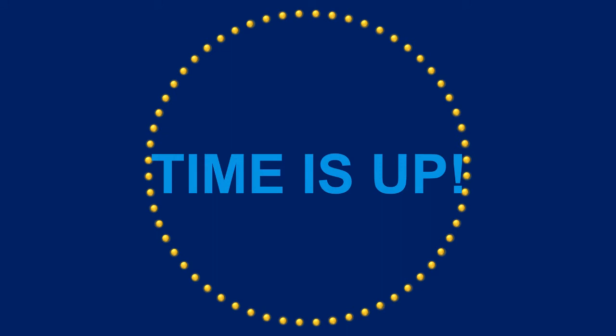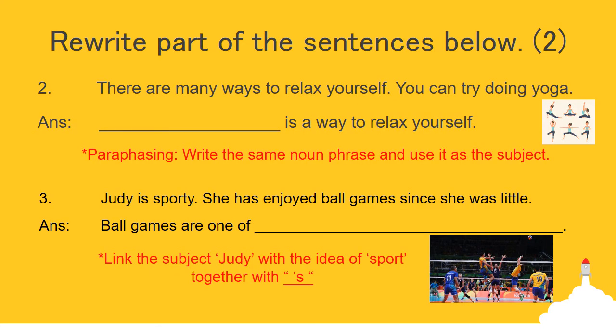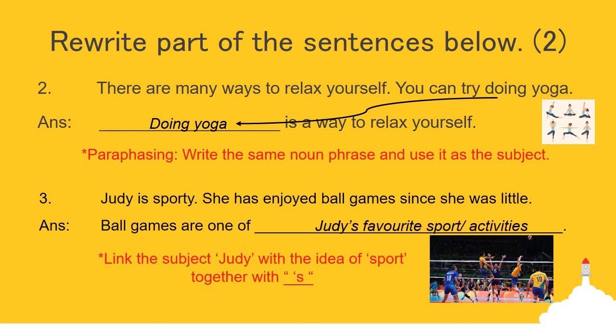Time is up. Let's check the answers. So the answer to sentence 2 is yes, pretty straightforward. Doing yoga is a way to relax yourself. And as for sentence number 3, you should write, ball games are one of Judy's favorite sports or Judy's favorite activities.